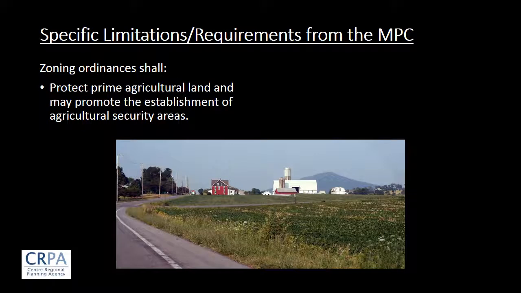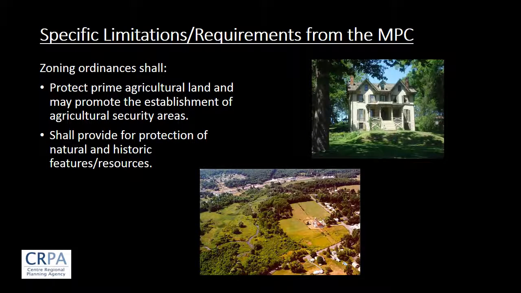Once again, the MPC mentions prime agricultural land by stating that zoning ordinances shall protect such land and can promote agricultural security areas. It doesn't state how this can be accomplished, only that municipalities must address this in their zoning ordinances. The MPC states that zoning ordinances shall protect natural and historic resources.